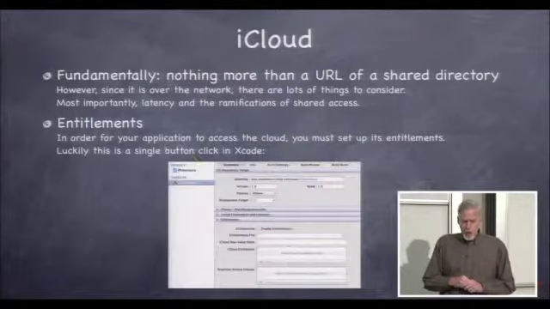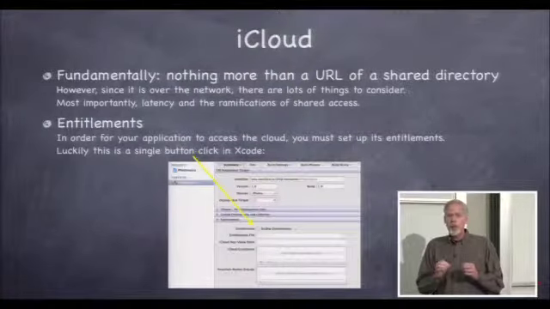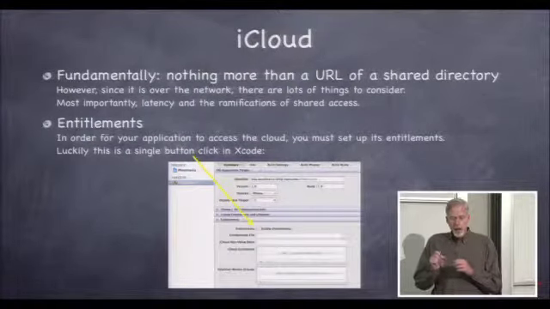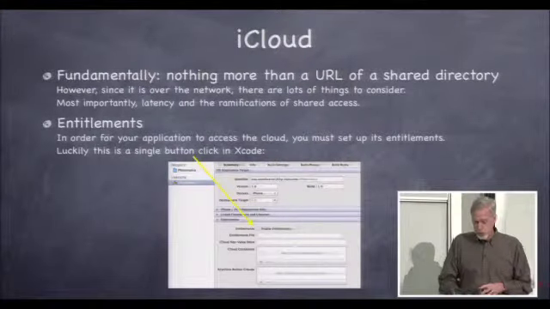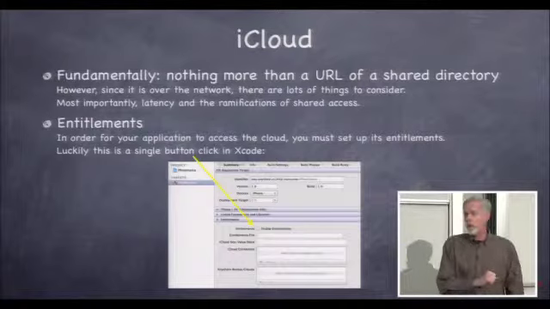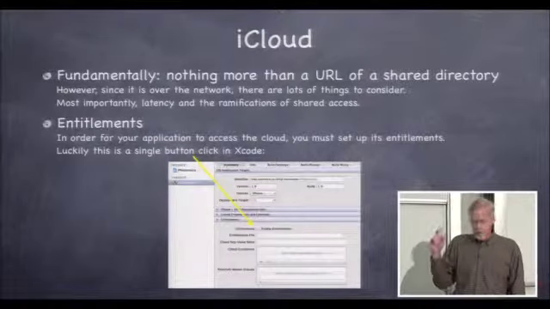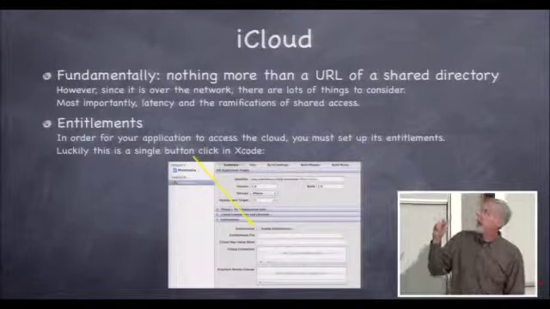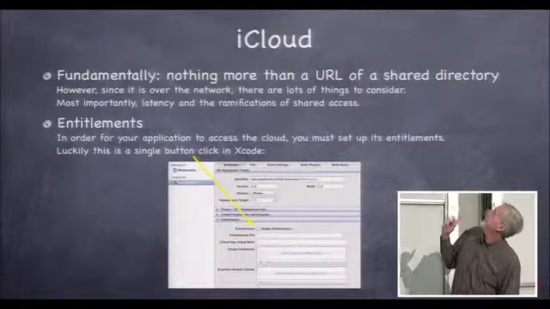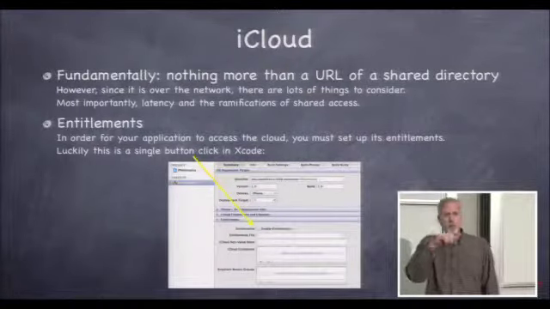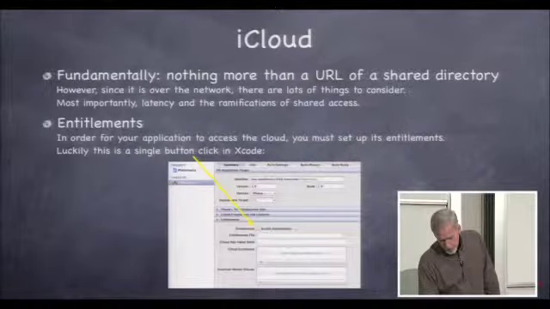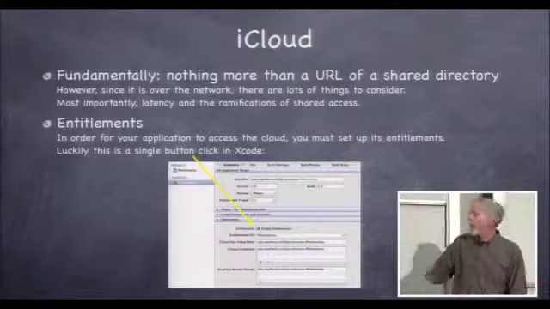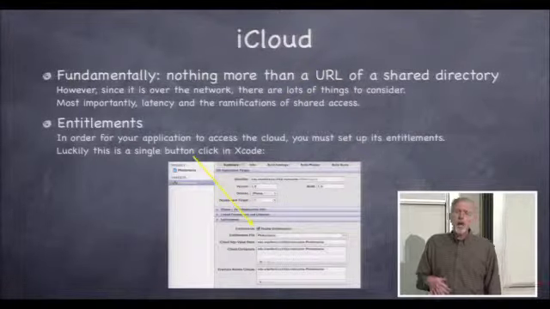So in order for your application to access the cloud, it has to have the right entitlements. And luckily, it is a single button click to give your applications the right entitlements. You probably recognize this part of Xcode. I'm just clicking on the target of the project, and I'm going to click that button right there that the yellow arrow is pointing to, and it's going to automatically fill in some entitlement information.